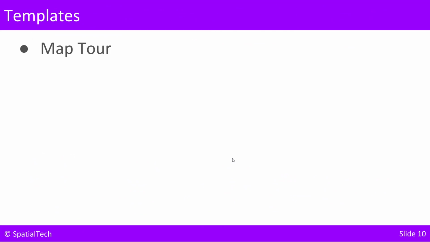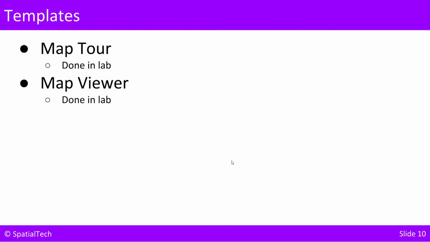So we'll go on to the templates. These are the ones that we used in previous labs, and these match the web templates, but you get them in the desktop version, which allows you to open them up in Qt Creator and start customizing them. So there is the map tour, which we did in lab. There is the map viewer, which we also did in lab and previous lab, and quick report. And quick report is usually about editing.